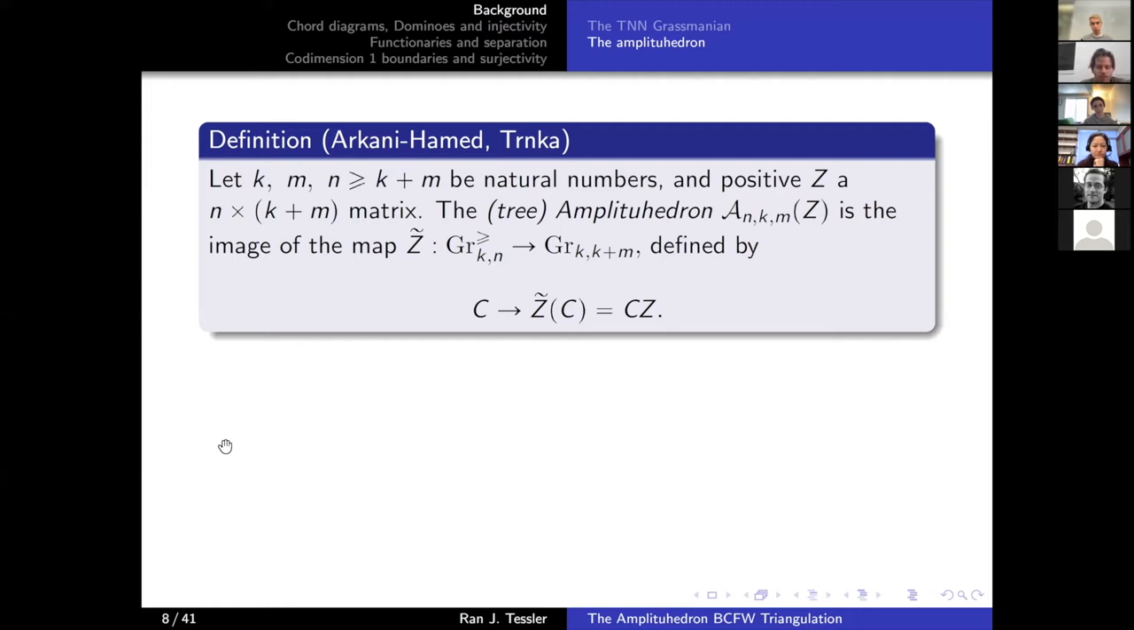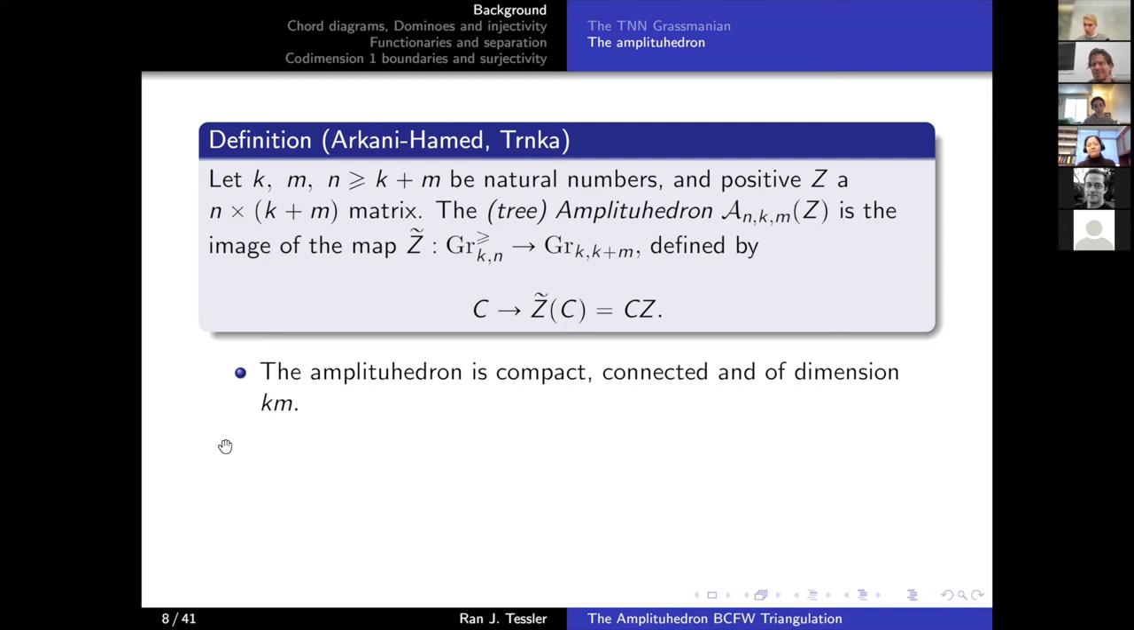So a few basic properties. First of all, the amplituhedron is a compact connected space of dimension KM. I don't want to say a more accurate statement at the moment, at least.